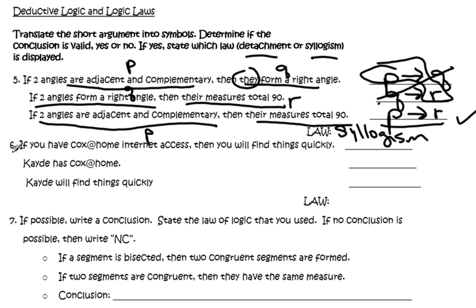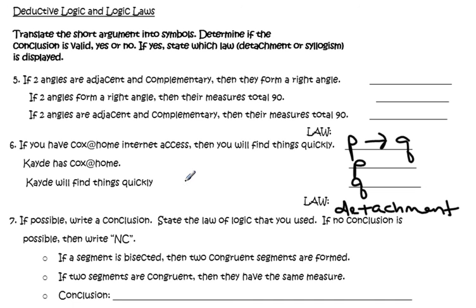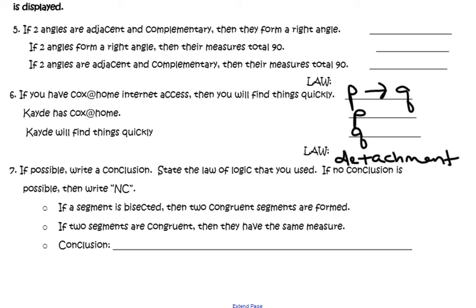Alright, I'd like for you to pause the video and try number 6 on your own. So this one followed the law of detachment. Alright, number 7, saying if possible, write a conclusion. So writing a conclusion would be only if we have the law of detachment or the law of syllogism represented so that we could write a conclusion.